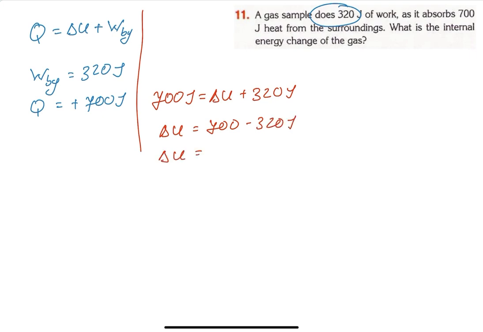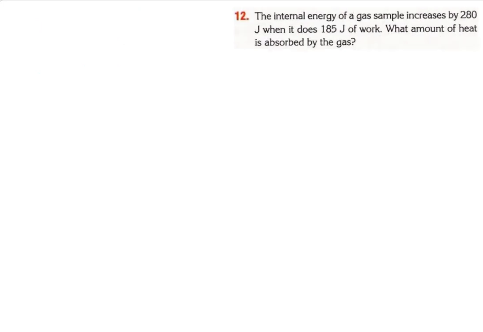So delta U will be equal to 380 joules of change in internal energy. Question 12. The internal energy of a gas sample increases by 280 joules when it does 185 joules of work. What amount of heat is absorbed by a gas?